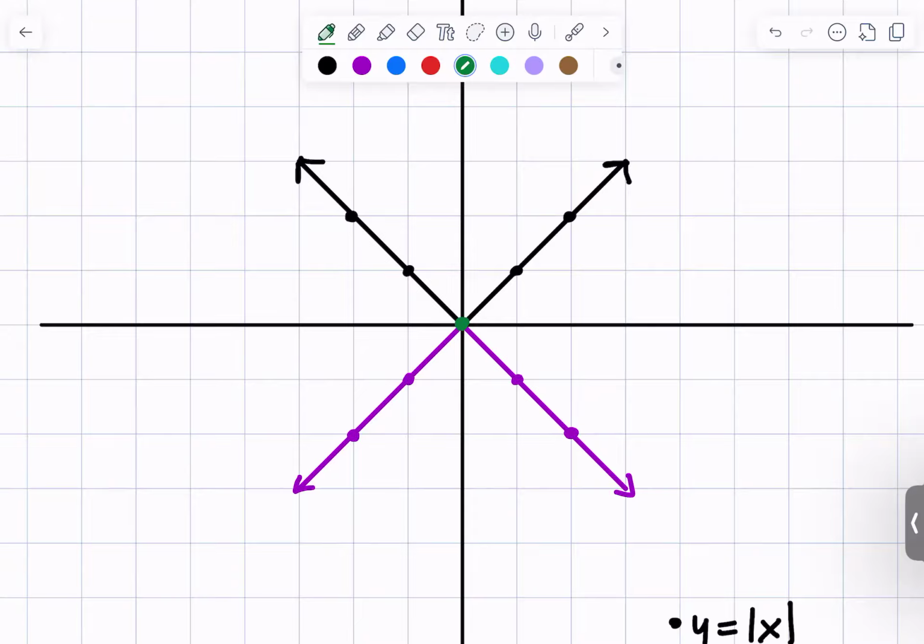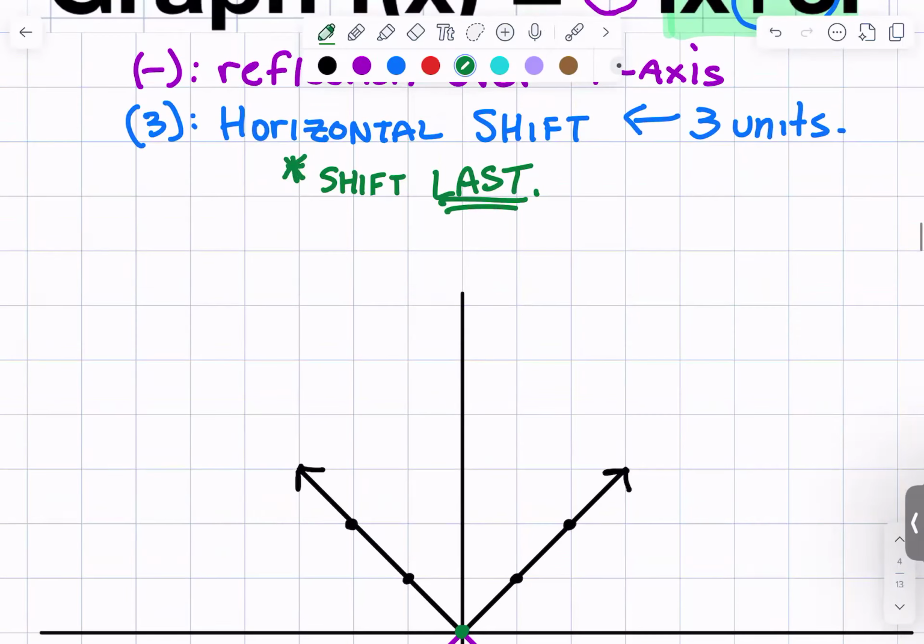So the only thing that changes my vertex is a shift. And once I move that vertex around, right, and it's not 0, 0 anymore, it's more difficult for you to stretch it without making any mistakes or reflecting it without making any mistakes. Okay? So we're going to leave the vertex as is at 0, 0, stretch it, reflect it before we shift it. So we're always going to shift last. Okay?